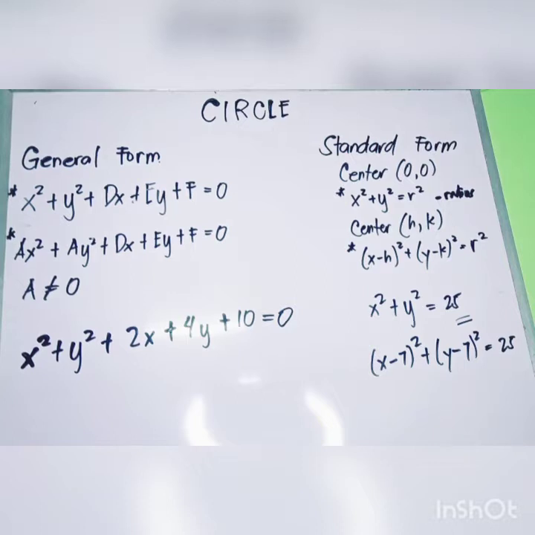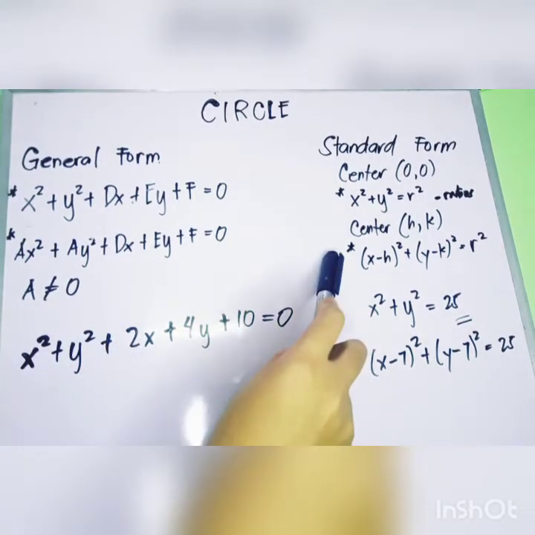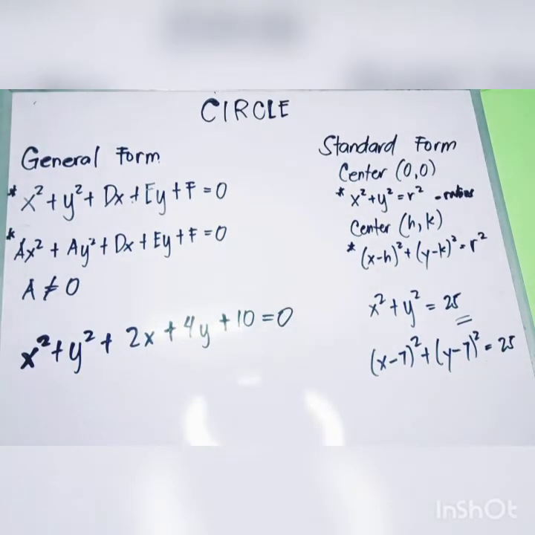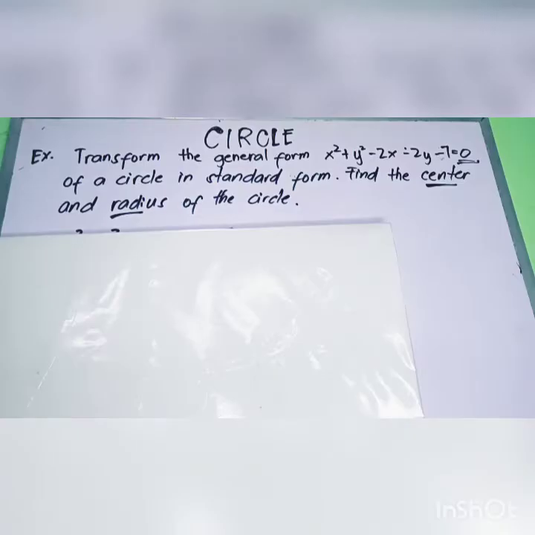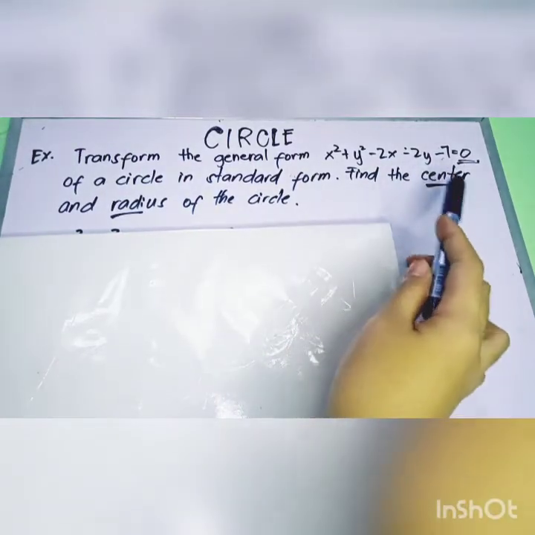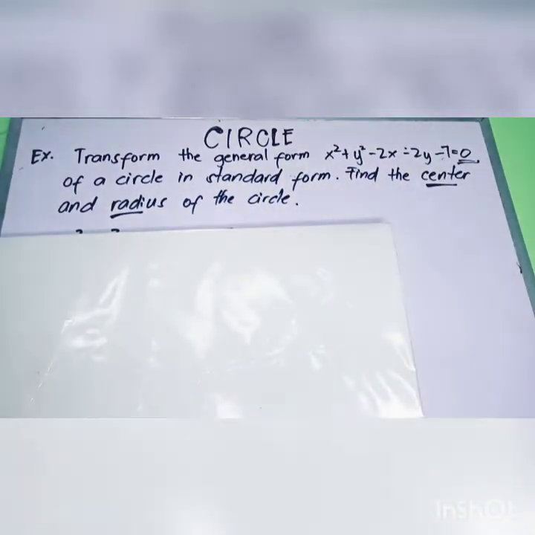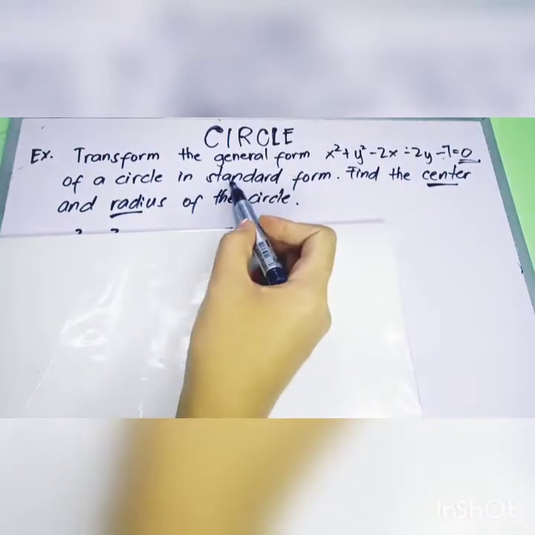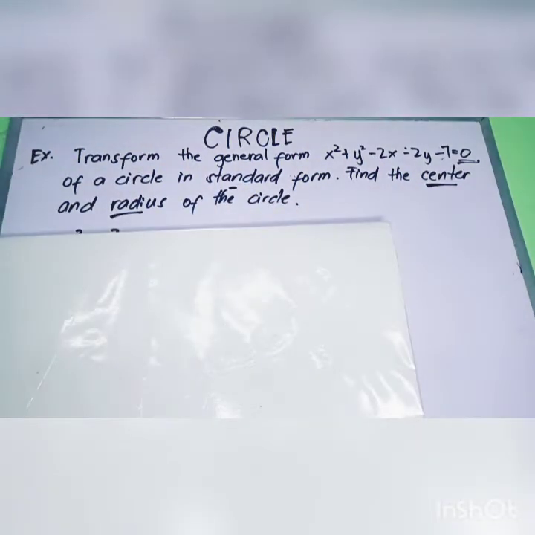Okay, so now we're going to transform from general form to standard form, and then we're going to locate the center and the radius of the equation. Okay, so let's have the first example of a circle. We're going to transform in general form x squared plus y squared minus 2x minus 2y minus 7 is equal to 0 into standard form. Okay, from general form, we have to transform it to standard form, and then after, we're going to find the center and the radius of the circle.